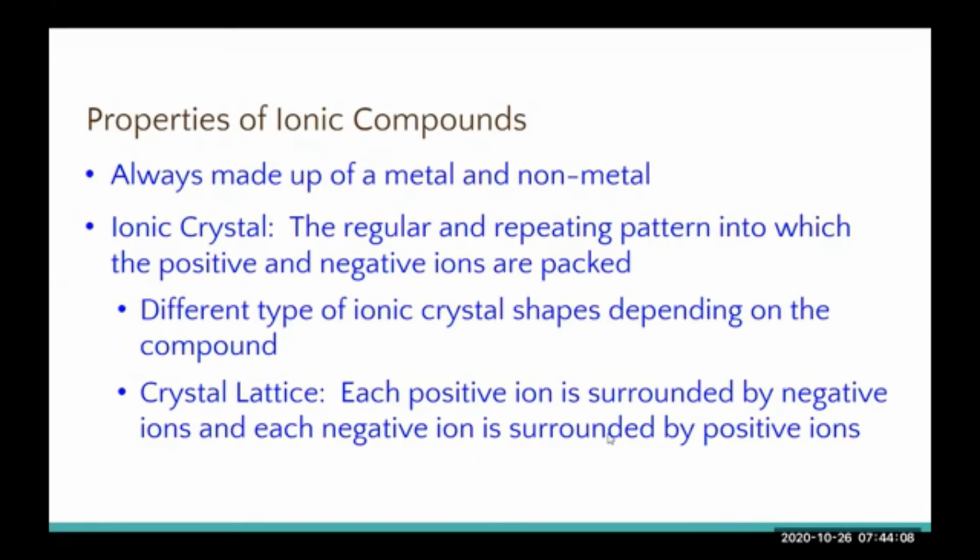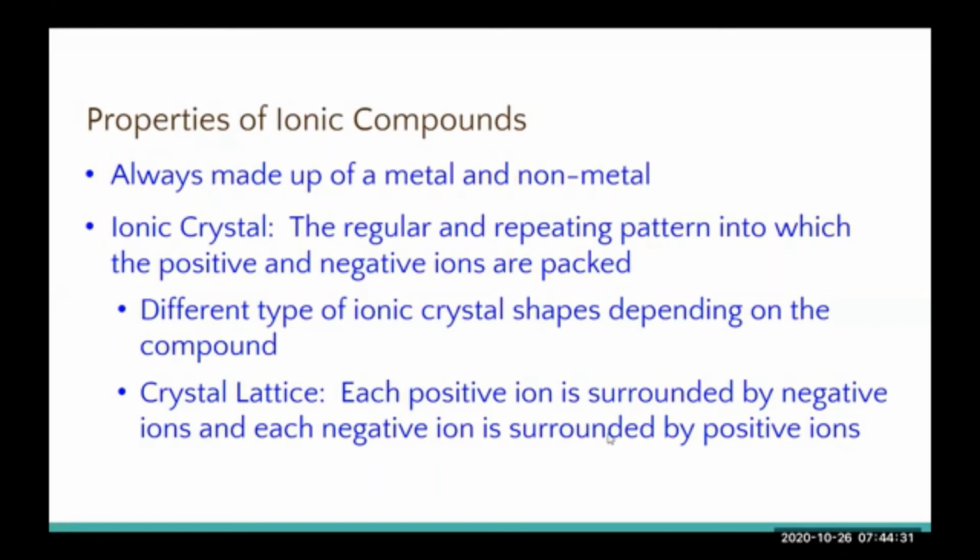This is the regular and repeating pattern into which the positive and negative ions are packed. So you're thinking about, like, batteries or magnets. You have a positive, and it doesn't want to be right next to another positive. It wants to be next to a negative. So you go positive and you surround it by some negatives, depending on how many positives you have.